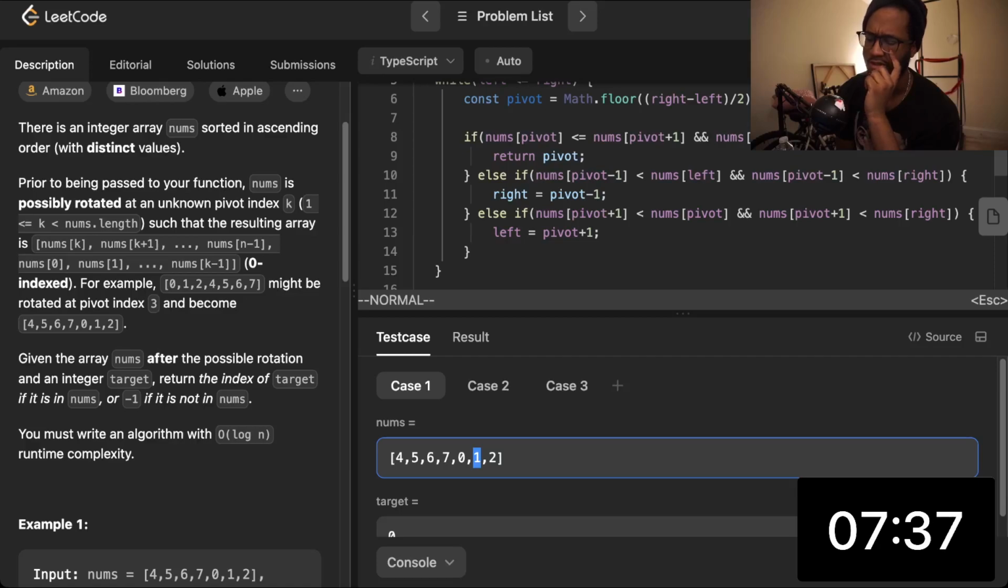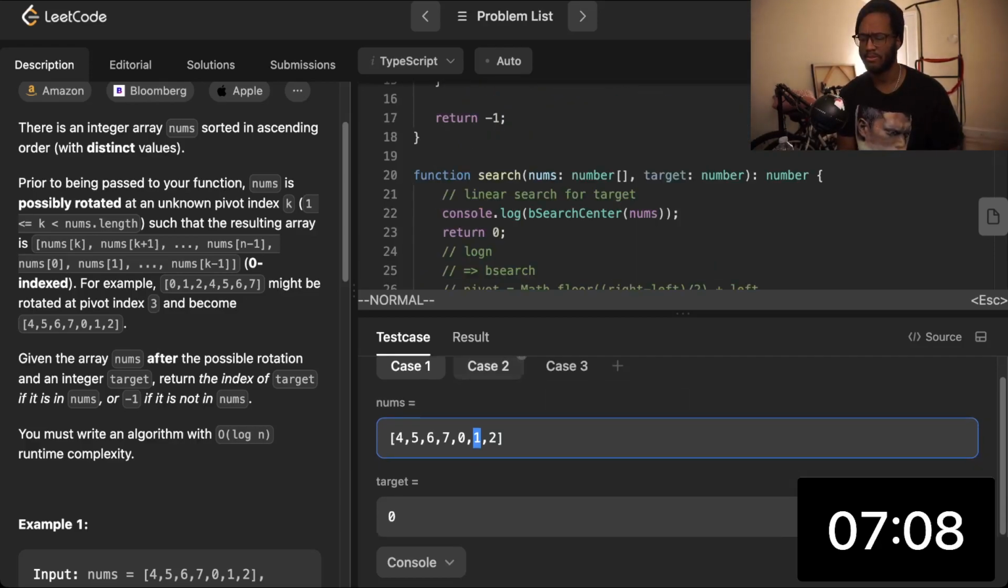So now we have 5 and 6. Then we do 6 minus 5 is 1 over 2 is 0.5 floor to 0 plus left, which is 5. So now we're at 0. If num sub pivot 0 is less than pivot plus 1, yes, and num sub pivot is 0 less than or equal to 7, yes. So we should be returning not.